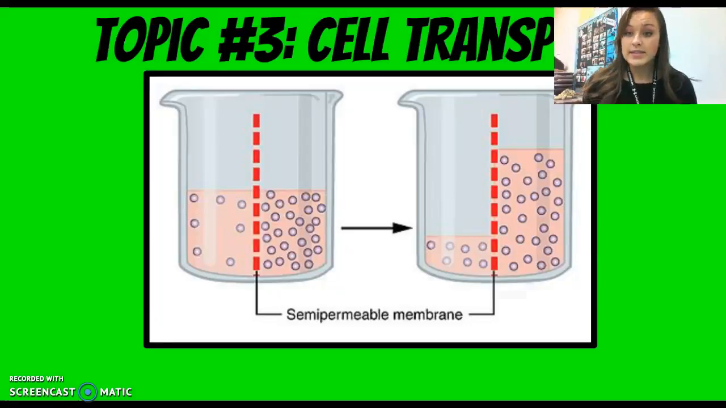All right, the next bit of cell transport that we talked about was osmosis, which is just diffusion of water. So diffusion is the movement of molecules from high to low. Osmosis is the diffusion of water molecules. So the movement of water molecules from high to low areas of concentration.